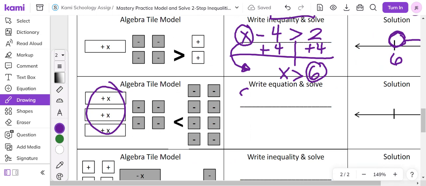We got 3x minus 4, which is less than 1, 2, 3, 4, 5, 6, 7, 8.